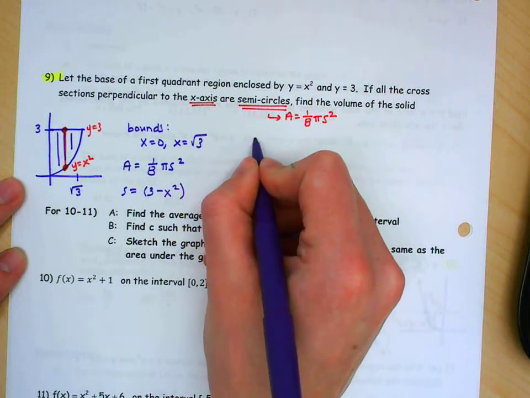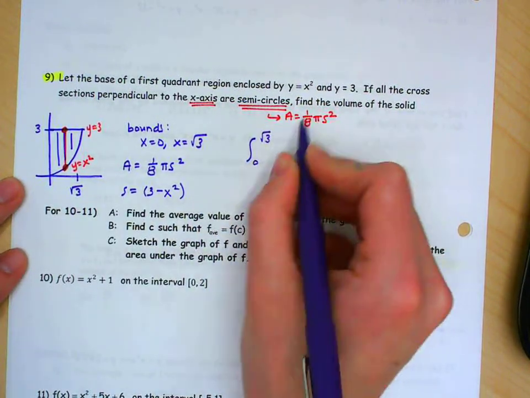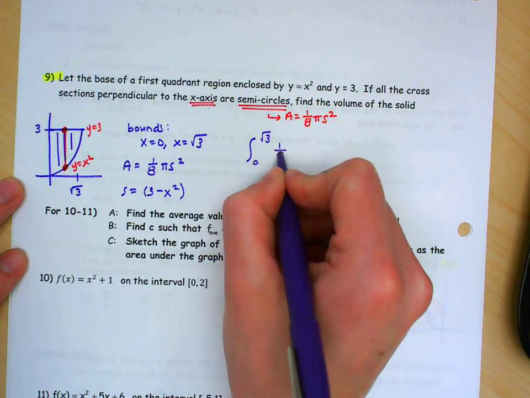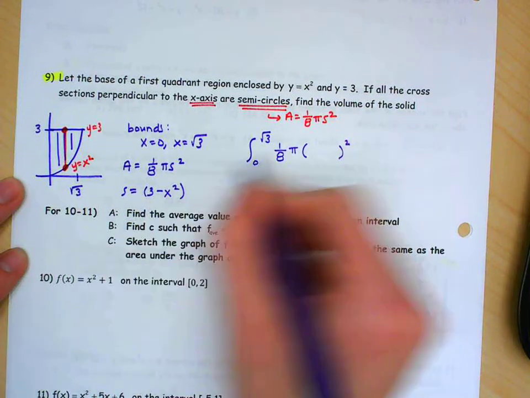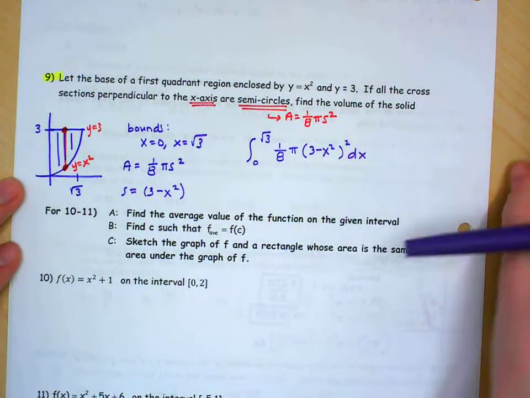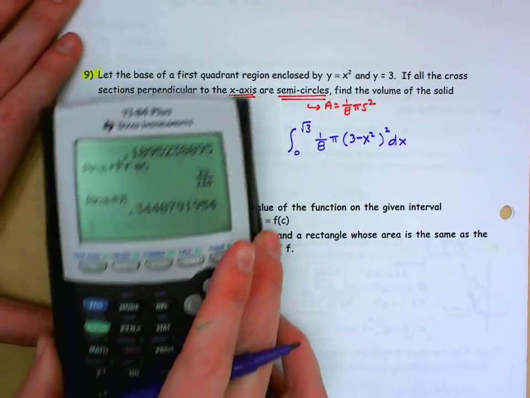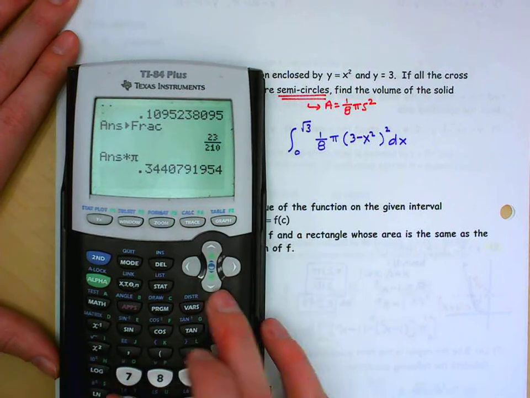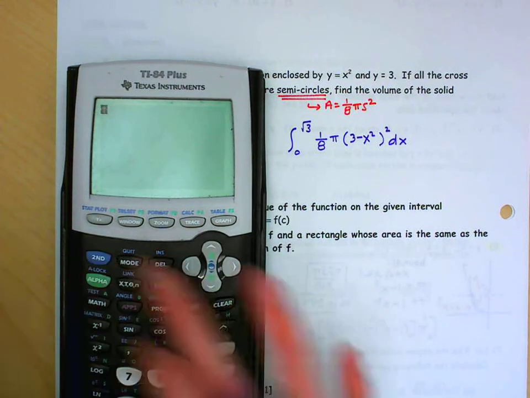So now if I'm going to set up my integral, my bounds are from 0 to root 3. Remember, my area for a semicircle is 1/8 pi of something squared. Well, my something is 3 minus x squared, dx. Okay, now I can type that into my calculator. I'm just going to type it with pi in the answer this time. So I'm going to stick my pi out the front so I don't have to worry about it.